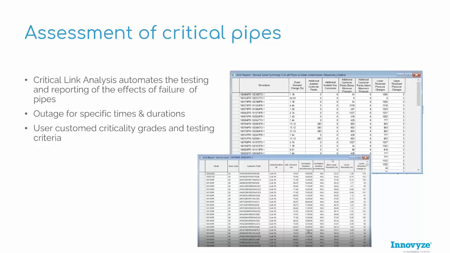So here we're looking at what happens if a pipe was to be out of service, either at a burst or it had been isolated as part of some planned works or unplanned works. How would that affect your customers? How many customers would be affected? Which of those customers is a key customer, either a hospital or a school, or however that's defined for you?